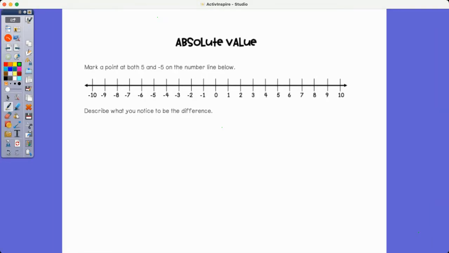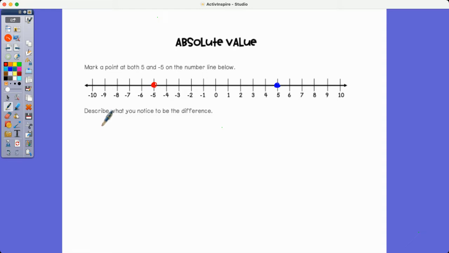Good evening, class. Today we're going to be working on absolute values, so go ahead and get your notes out and let's get started. It says, mark a point at both 5 and -5 on the number line below. So we have a point at 5 and I have a point at -5, and describe what differences you notice.